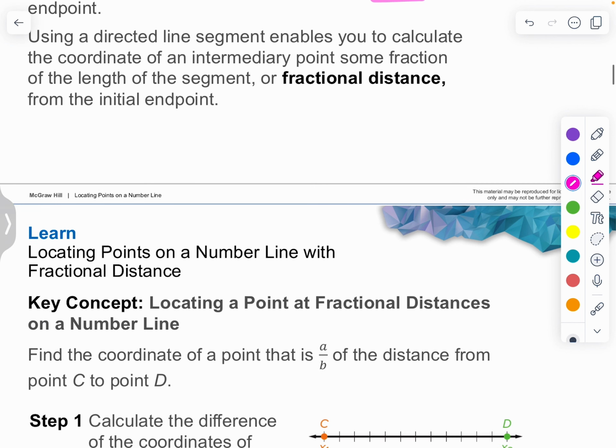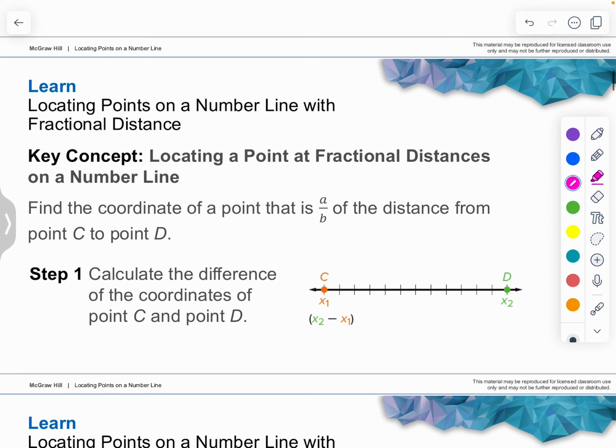So let's look at the concept itself. So we're locating a point a specific distance, so a third of the way along a line, a fourth of the way along the line. That's the concept we're looking at. So we're looking at find a coordinate that is a/b, which is confusing, but think about 1/3 or 2/3 of the distance from C to D, okay? And here are the steps that you would do. All these steps are verbatim in your notes. I just copied them right into there.